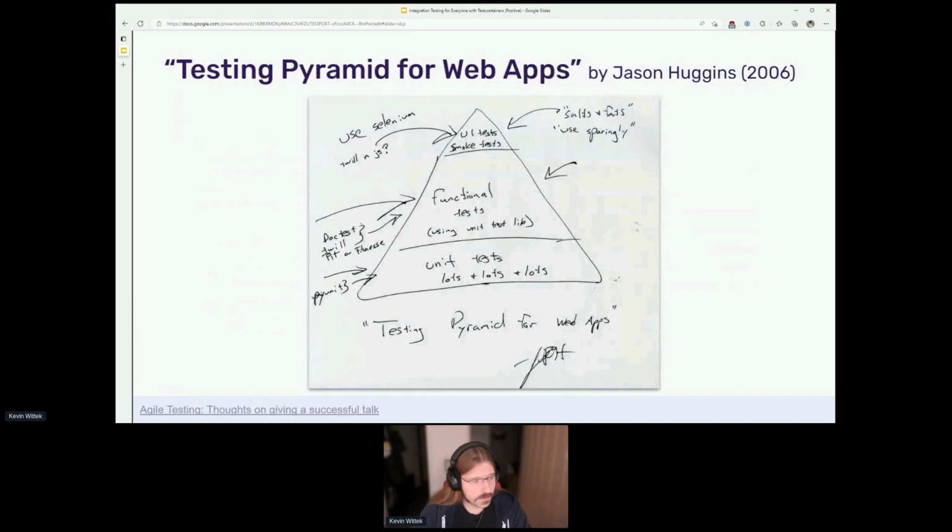In 2006, we also had a similar pyramid drawn by Jason Huggins, the developer behind Selenium, the inventor of Selenium. He called it testing pyramids for web apps. It was drawn on some piece of paper or whiteboard somewhere. Also very, very mythological where it occurred. And now here is where I thought it's very likely motivated through the food pyramid metaphor, because it says at the top, UI tests: salts and fats, used sparingly. And that, of course, reminds us completely of the food pyramid.